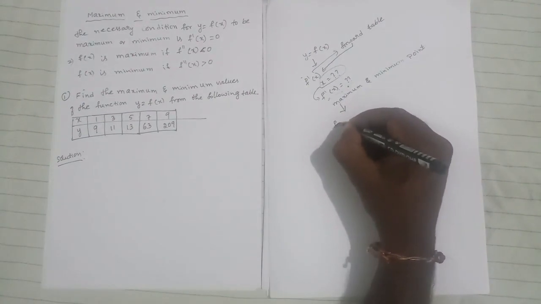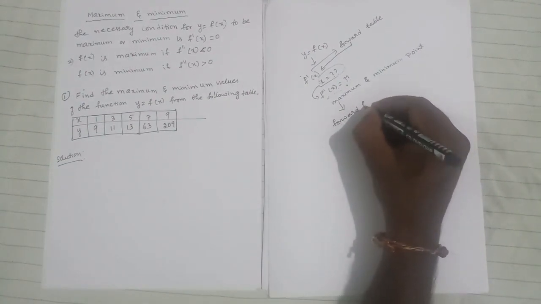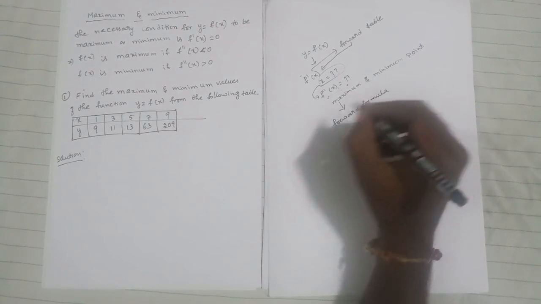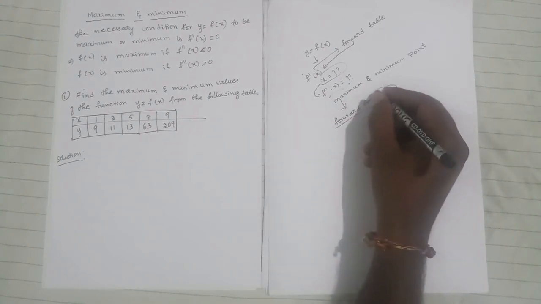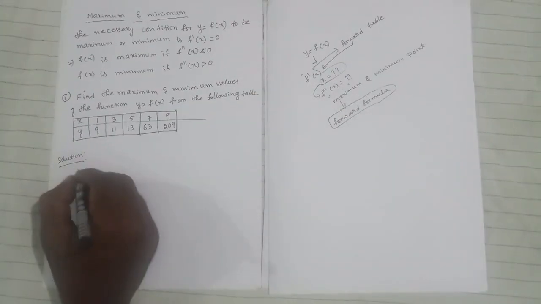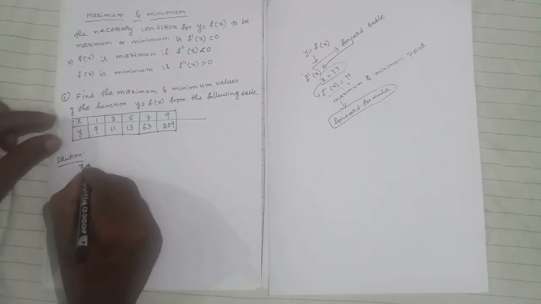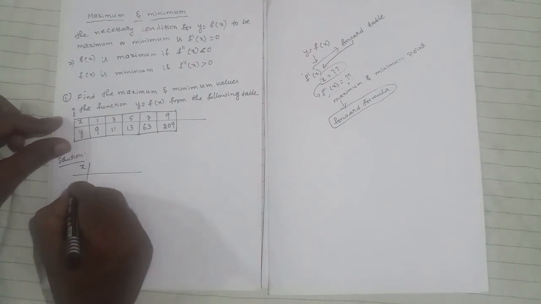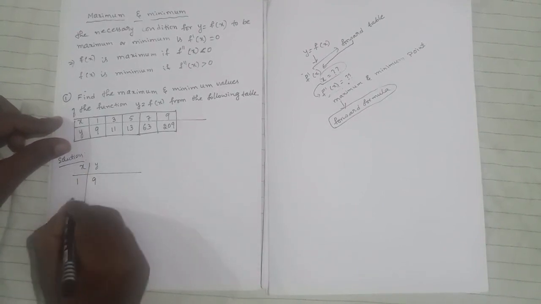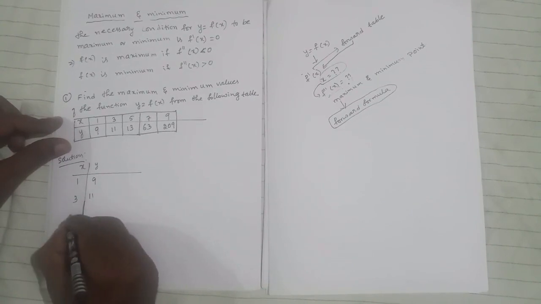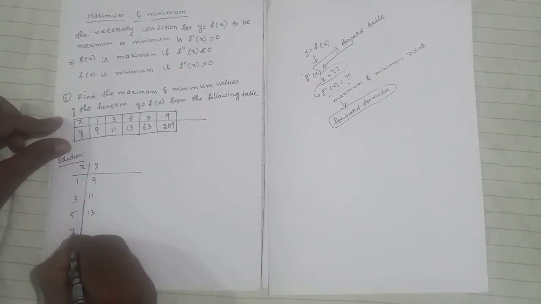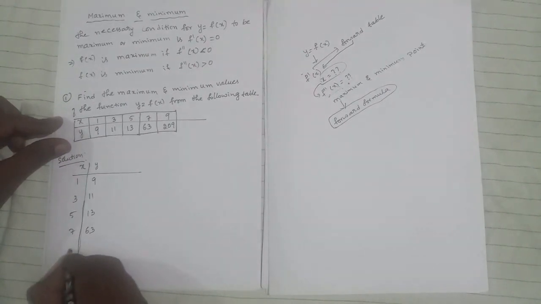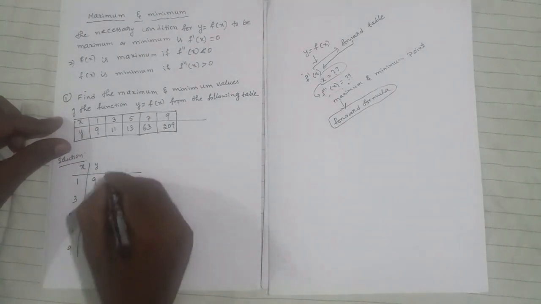So you will use the forward formula to find the maximum and minimum value. Remember that one. First you have to construct the forward table. So x here and y values: for 1 it is 9, for 3 it is 11, for 5 it is 13, for 7 it is 63, for 9 it is 209.